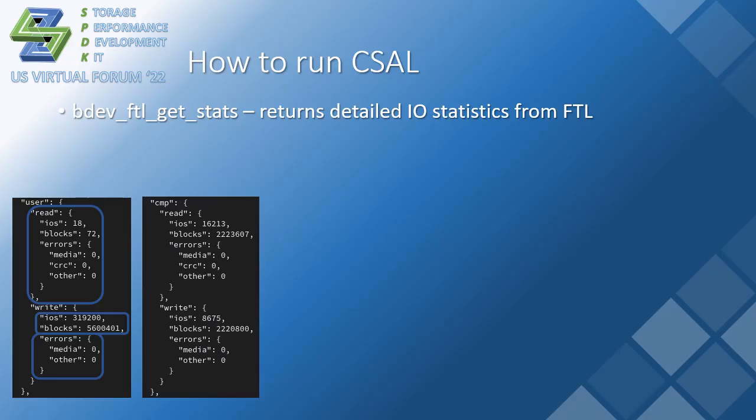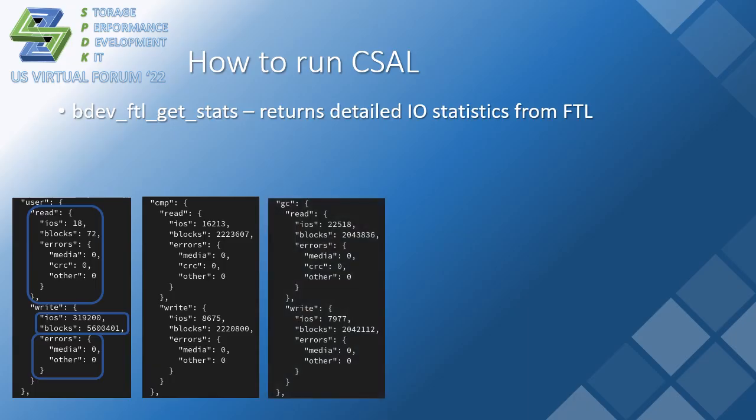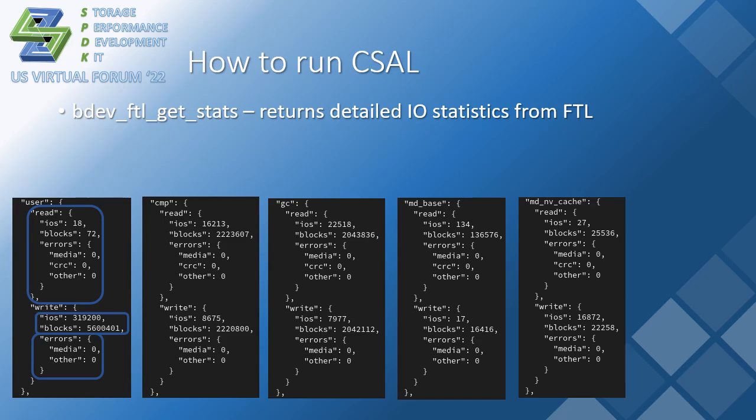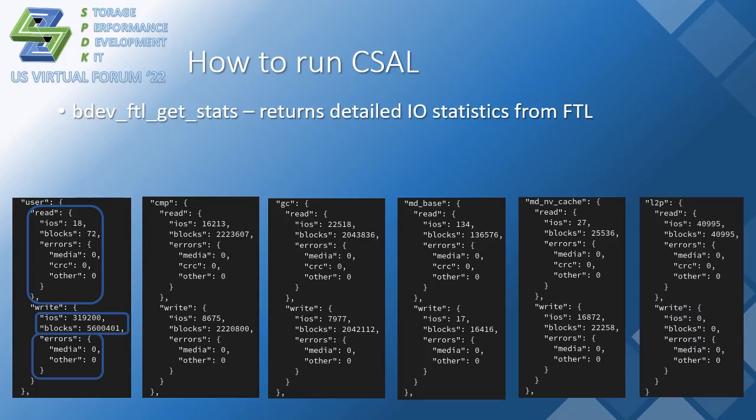The CMP describes the statistics of compaction, the process of moving valid data from the cache to the base device. GC is garbage collection, that is, moving and reclaiming free space in the base device itself. MD base describes all internal FTL metadata written and read from the base device, while MD cache describes the same information for the cache device. Finally, the LTP section will show the statistics for the paging in and out processing of the logical to physical mapping table.